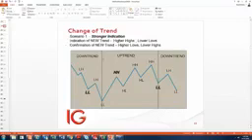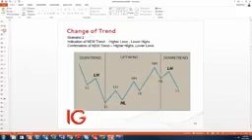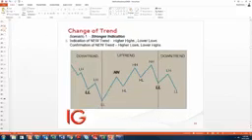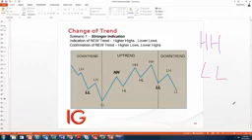There are two types of change of trend. One is a strong indication, and the other one is not a strong indication. Let me talk about the strong indication first. Two things that you need to know for a change of trend. First thing is a higher high. Second thing is a lower low. That's it. These are the two main things you need to know for a change of trend.